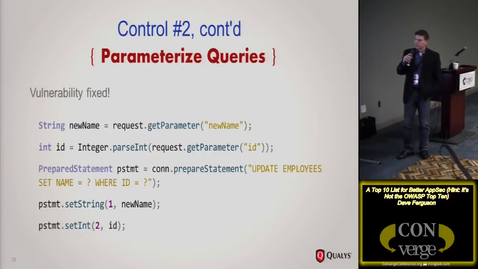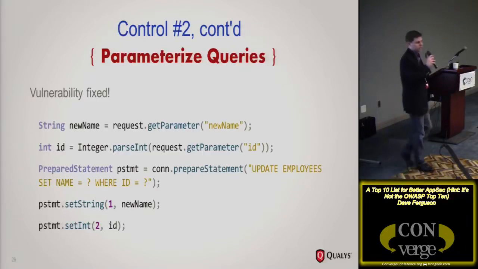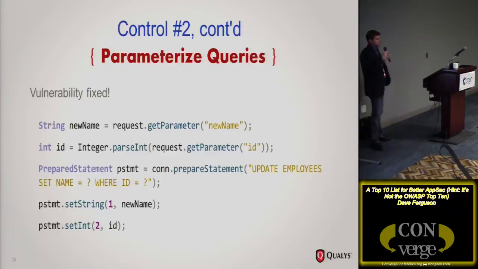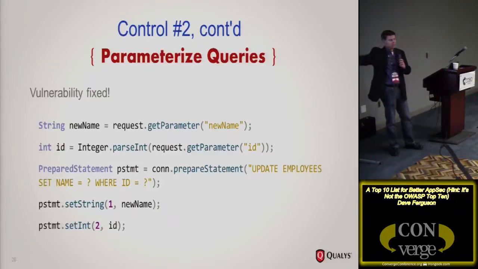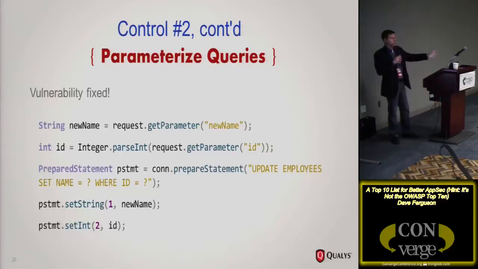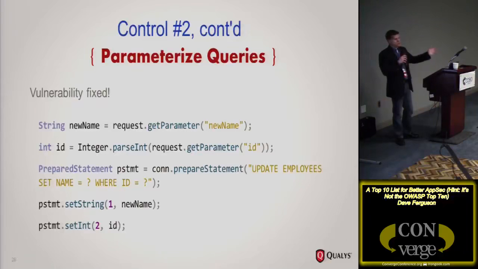So the 1 here under set string just refers to the first question mark, and the 2 on the set int is referring to the second question mark. And that's pretty much it. You're 100% protected against SQL injection here, because essentially the statement is fixed and can't be changed. The only thing that can be changed is the data in the question mark, the placeholders. So that's parameterizing queries. And there's an equivalent in the .NET world, the PHP world, there are equivalent statements. Parameterizing queries is kind of the generic way to say build your SQL statements securely.